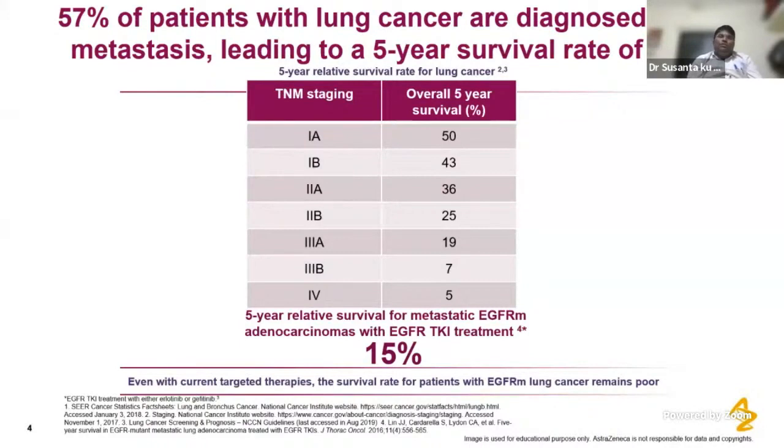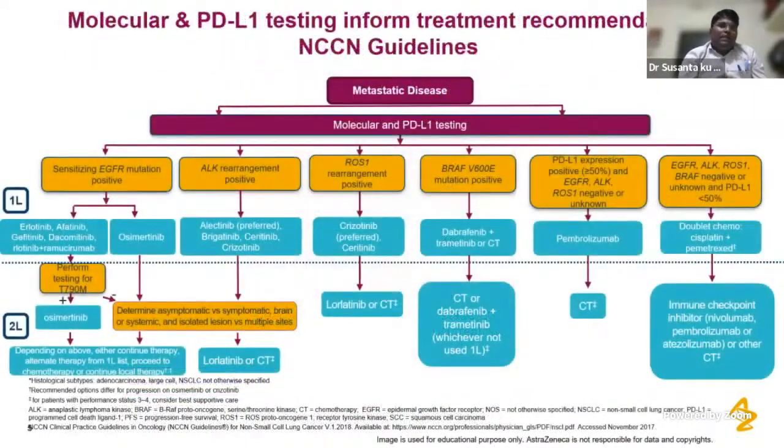We know that in stage 4 there is 5% overall survival rate, but along with EGFR TKI, if it is EGFR mutation positive, then we can increase it to 15%. So this is the data on how to use molecular targeted therapy in metastatic lung cancer if there is EGFR mutation. No doubt, along with first generation, there is third generation osimertinib we can give. We'll discuss later. And ALK positive and ROS1 we have to guide by targeted therapy.